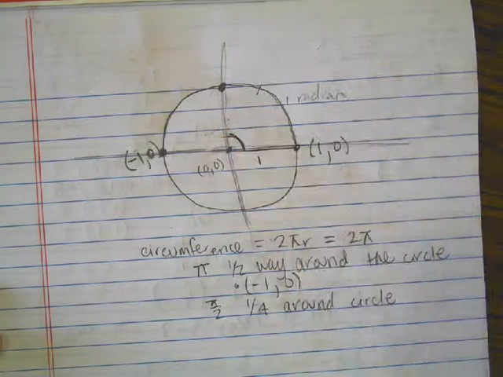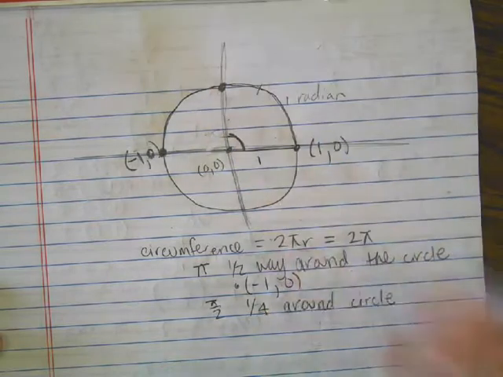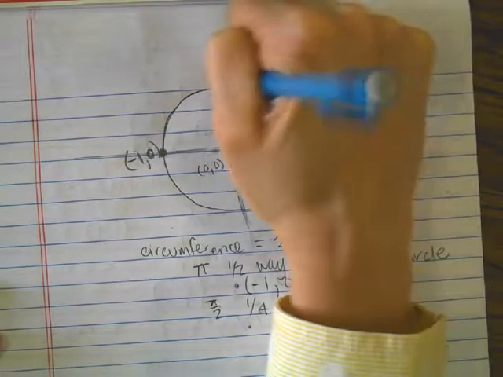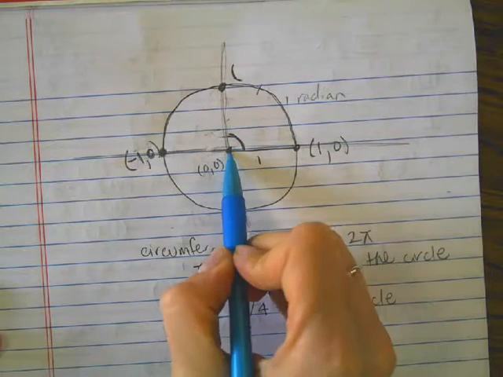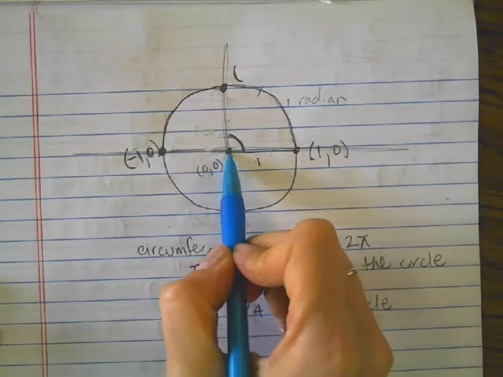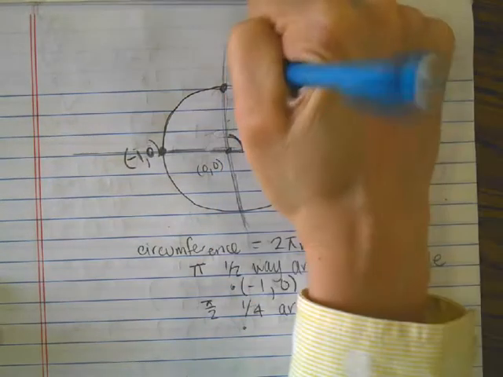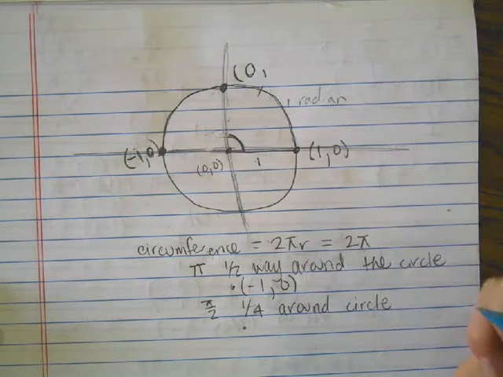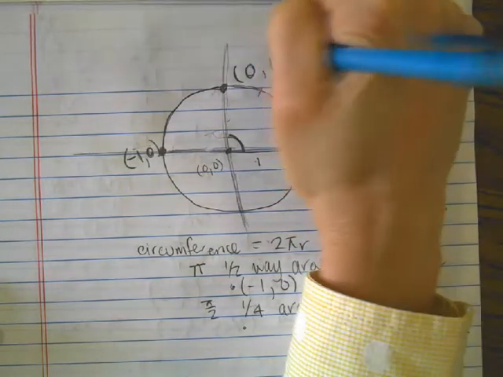What is the point up here for this distance? If this is the center, have you gone left or right any? No. So 0 for x. How much did you go up or down? 1 up, so (0, 1).